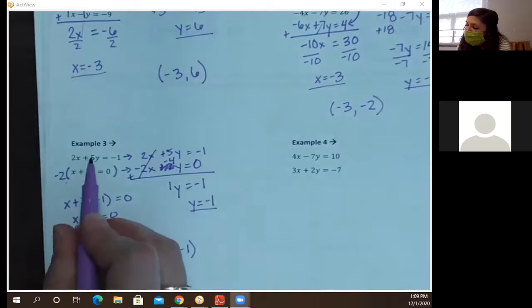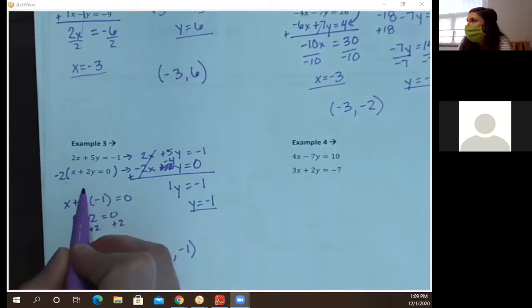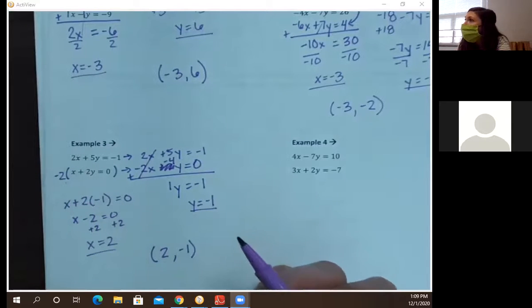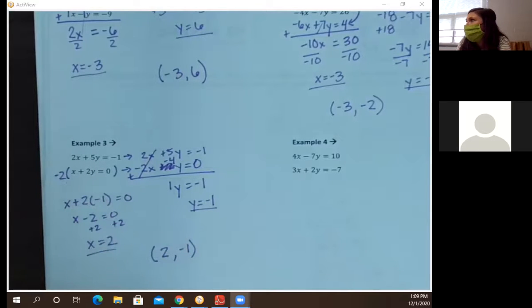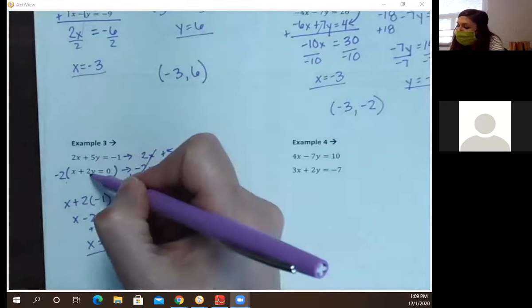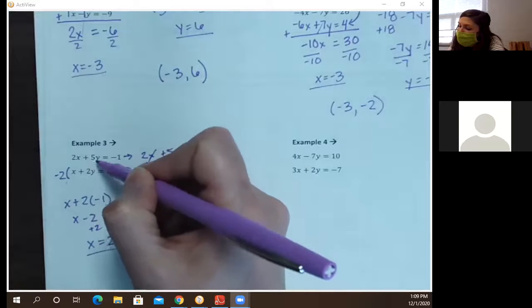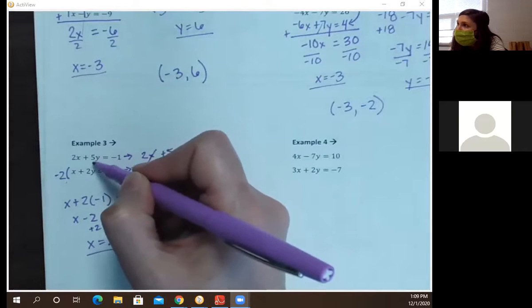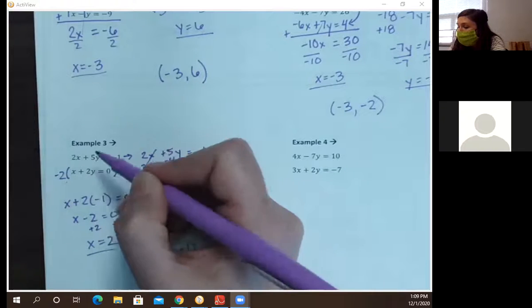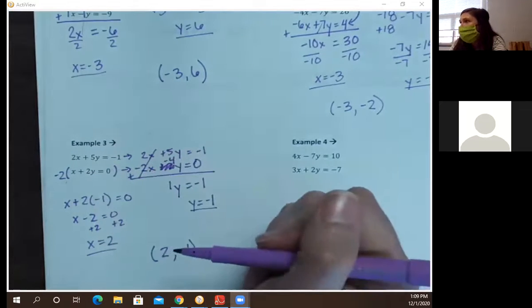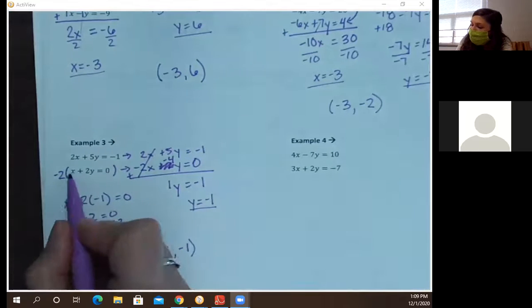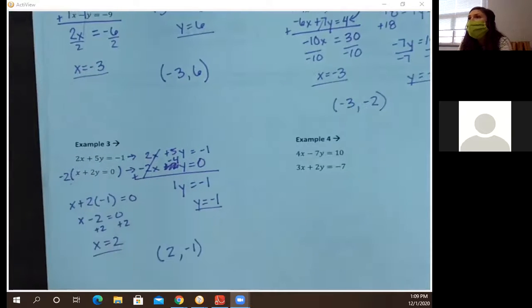If we had chosen to eliminate the y's instead, that's fine, but it means that we would have had to multiply both equations by something. Okay? There's no nice number that I can multiply 2 by to get to 5. And there's no nice number I can multiply 5 by and end up with 2. I would have to multiply both equations and look at getting their least common multiple. Okay, so that's why eliminating the x's was probably the easier choice for this problem.